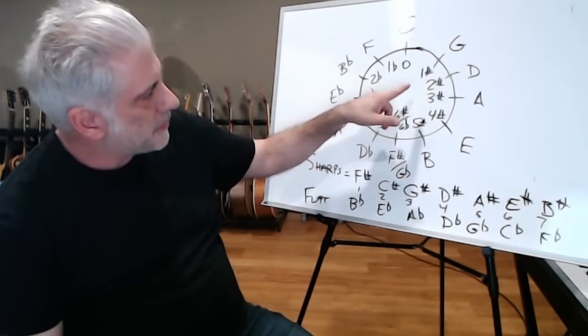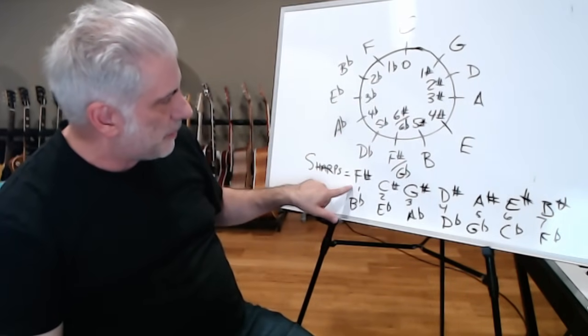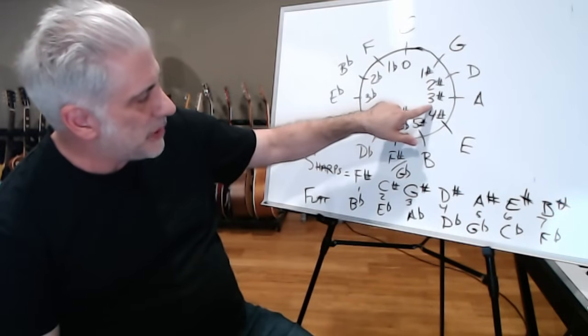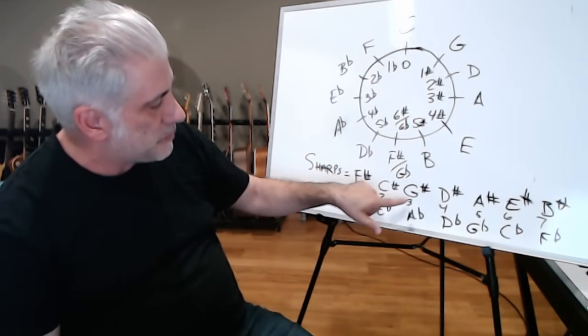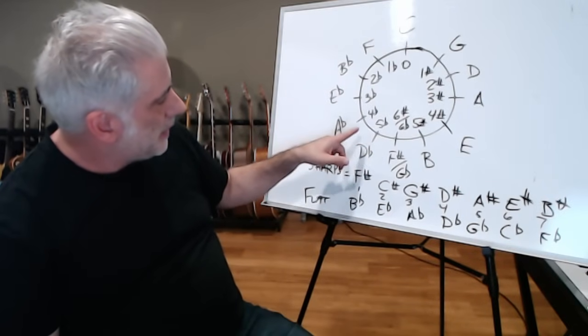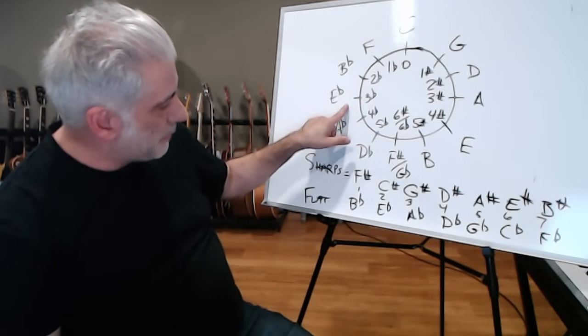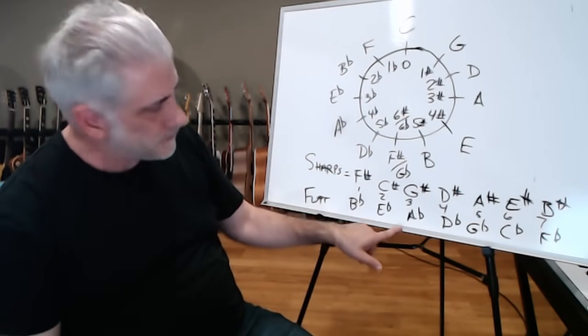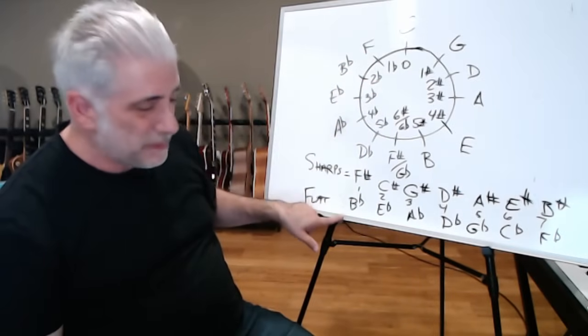So how does this work then? 1 sharp, you take the first sharp. If it's in the key of A major, it has 3 sharps. F sharp, C sharp, G sharp. If it's the key of E flat major, you have 3 flats. B flat, E flat, A flat. Key of F has 1 flat, which is B flat.